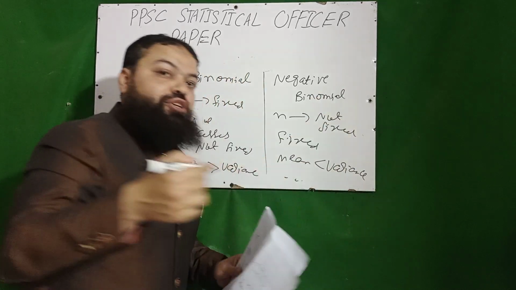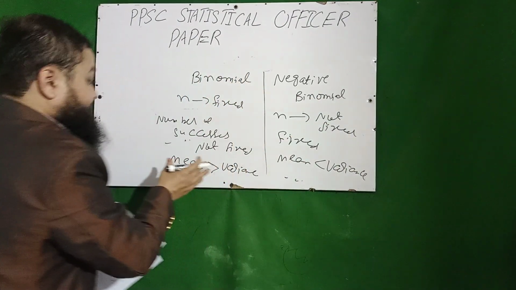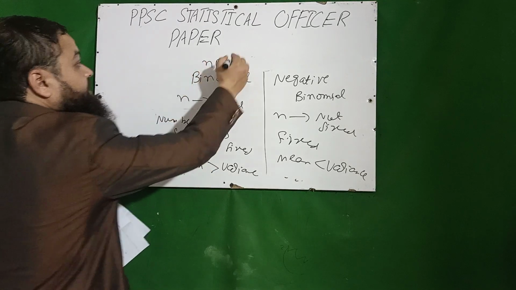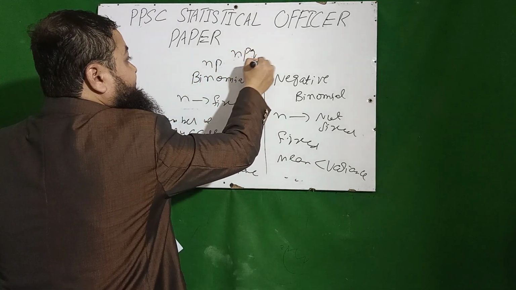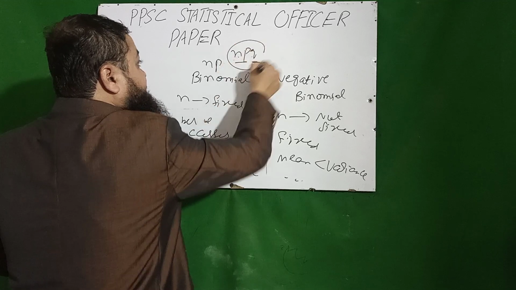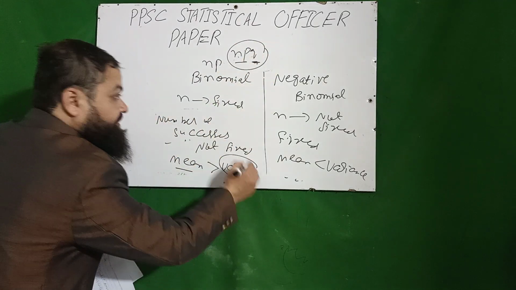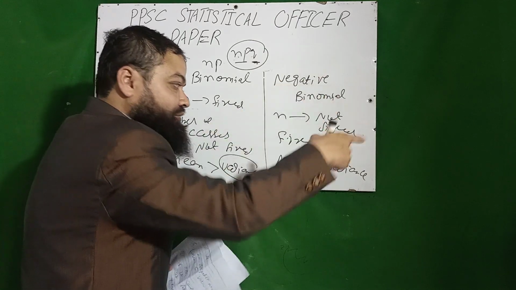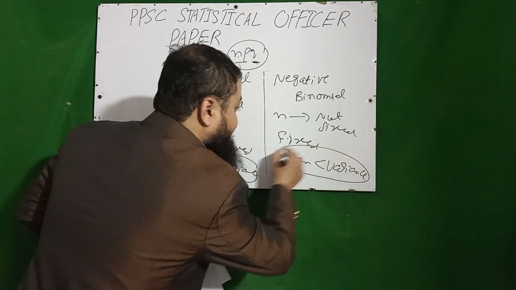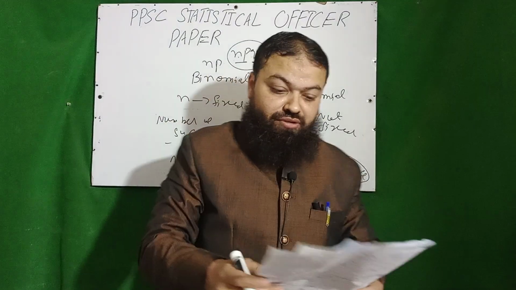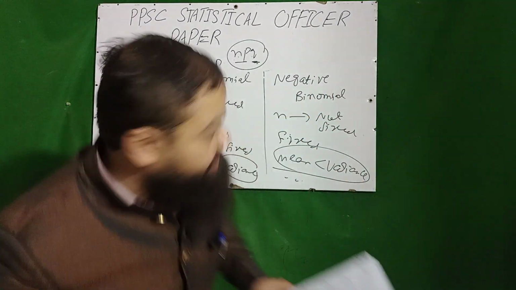And I have told you about the interview test. What is the reason behind it? Mean is NP, variance is NPQ. When you multiply by a number which is less than 1, it will be reduced. That's why in binomial, mean is always greater than its variance. But in negative binomial, mean is always less than its variance. A very important one. The next question is a very important one.